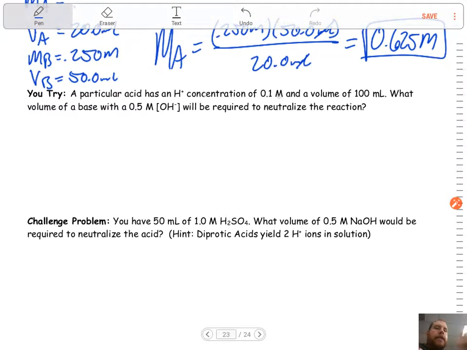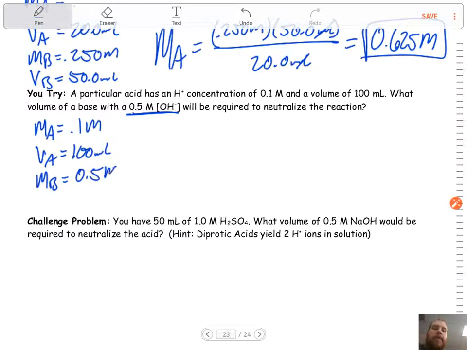So, a particular acid has a concentration. Oh, notice how we know the acid concentration here. It's 0.1 molar and a volume of 100 mLs. What volume of a base with a molarity of 0.5 molar? So we know the molarity. We're looking for volume. How much is going to be needed to actually perform this titration? Vb equals question mark.